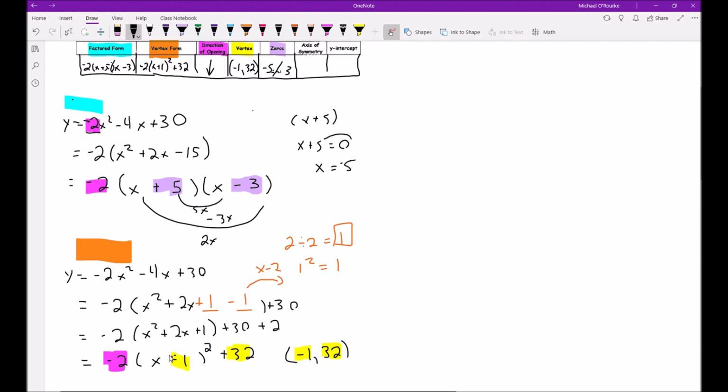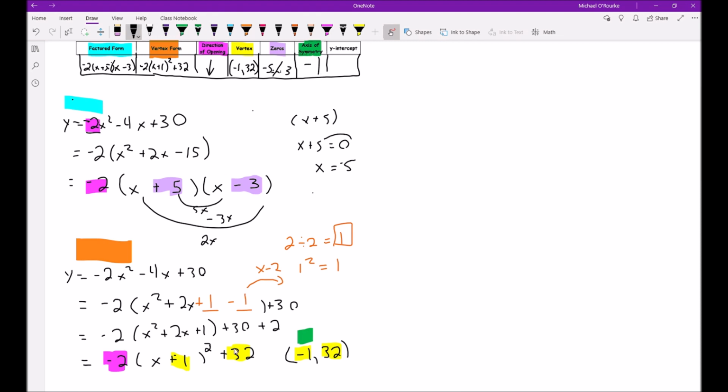Now where do I get my axis of symmetry? Is that on my page? I don't know if it gives my axis of symmetry. But we know our axis of symmetry is the x component of our vertex. Okay? So our x component of our vertex is our axis of symmetry. So it's -1.